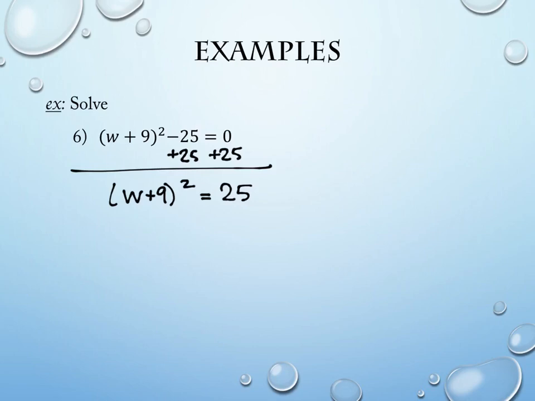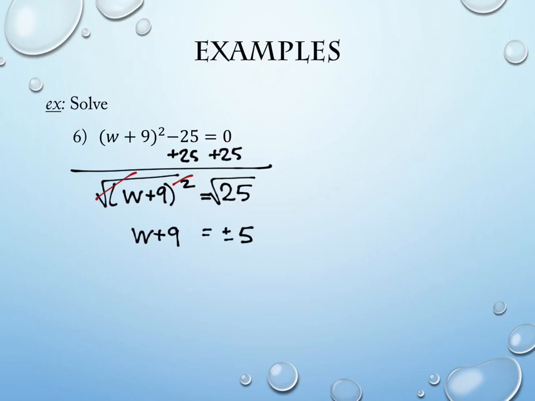What's next? Square root. Yeah, you're right. So we're going to square root. And when we square root, we have to remember the plus or minus on the right, and it cancels out the exponent on the left. So these cancel on the left, leaving me with W plus 9. And on the right, I have the plus or minus, but we can do square root of 25. It's 5.